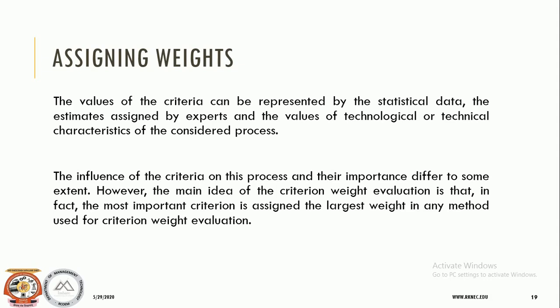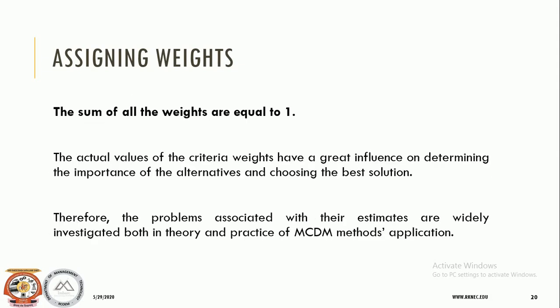I will share two papers wherein they have done this kind of analysis by assigning different weights to the available criteria, but somehow the results they received are the same. So it doesn't make any difference to a major extent. But the main idea of criteria weight evaluation is that the most important criterion is assigned the largest weight, in any method used for criteria weight evaluation. And the thing that we were discussing is that the sum of all weights should be equal to 1.